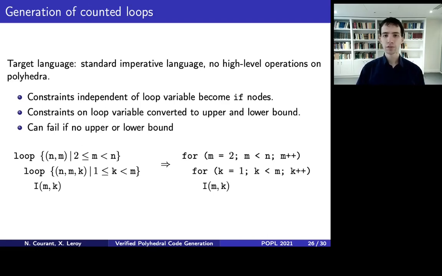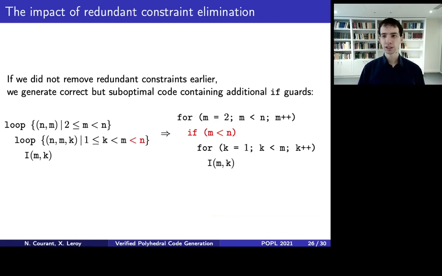But if we had not removed redundant constraints earlier, for instance, here the m less than n constraint, we still generate correct code, but it is suboptimal because there are additional if guards like the if m less than n in this case. If we hadn't removed the guard, we would have also an if node inside the innermost loop.